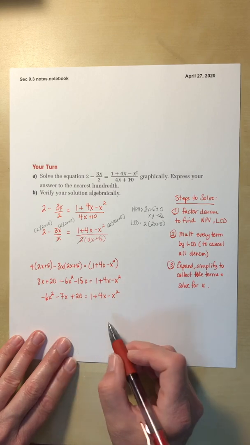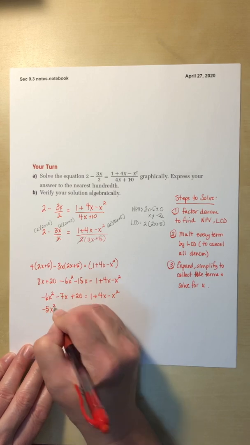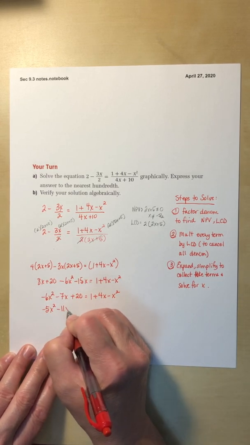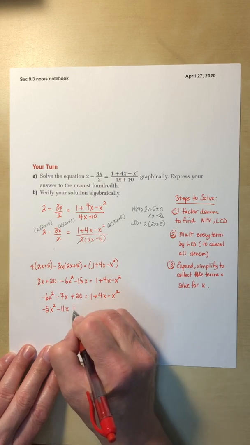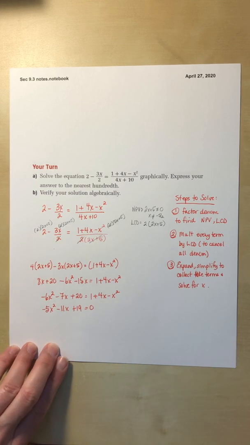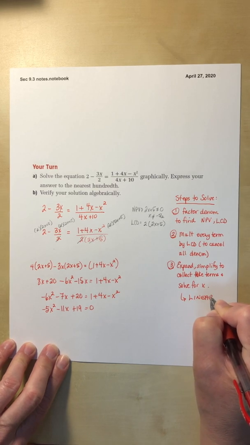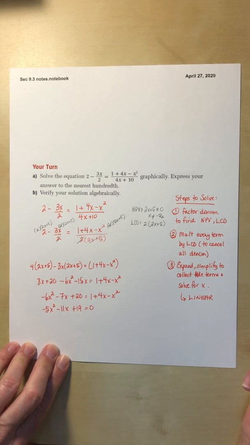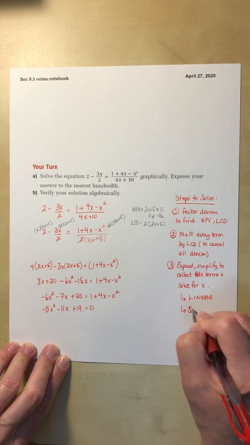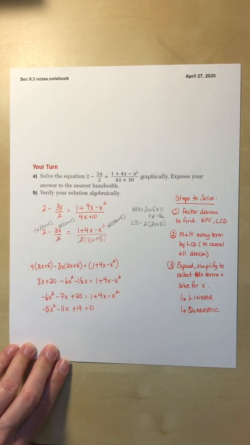And when I start to move all my terms over, when I add an x squared to both sides, when I subtract 4x, and when I subtract 1, I get 5x squared minus 11x plus 19. So I'm back to a quadratic equation. And this is one thing that we're going to have to be aware of, is sometimes these equations, once we get them simplified, getting ready to solve for x, sometimes they may be linear, sometimes they may be quadratic. So we have to be prepared for whatever kind of equation that we have here.